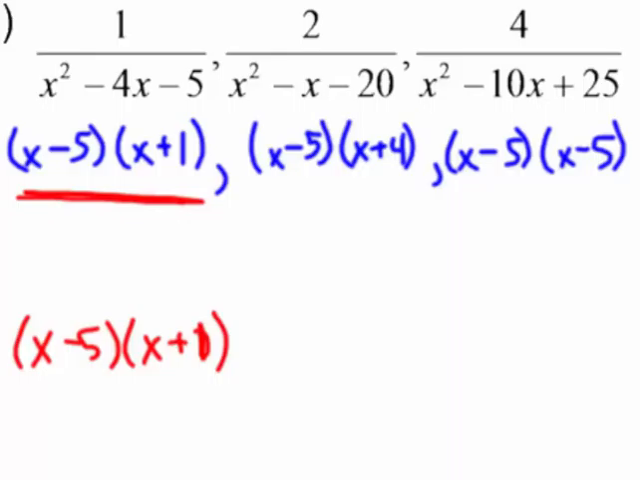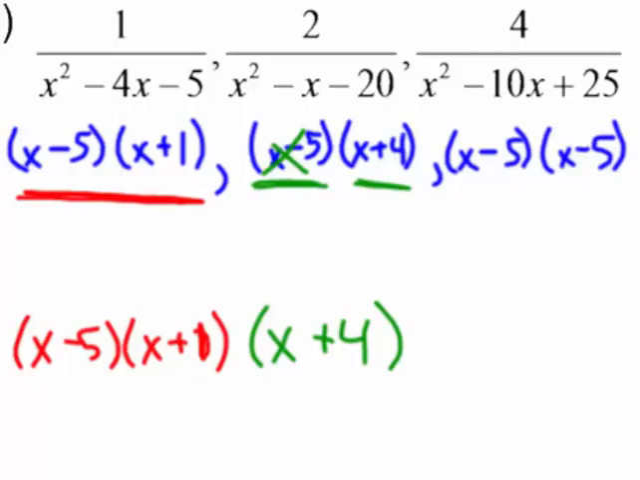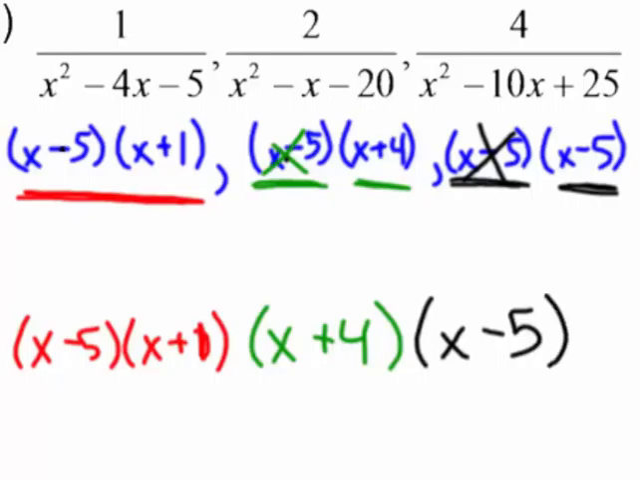In the second one now, if I look, I have an x minus 5 and an x plus 4. I already have an x minus 5 down there, so I don't need another one here. But I do need the x plus 4. I don't have that down yet. And then the last one I look, I have x minus 5 and x minus 5. Now, I already have one x minus 5 there, so I don't need that one. But since that one has 2 in it, I have to have 2 in my denominator here. So I'm going to have an x minus 5 as well.